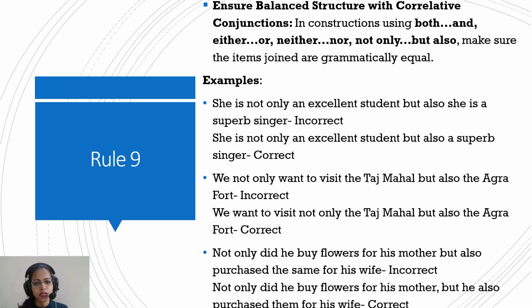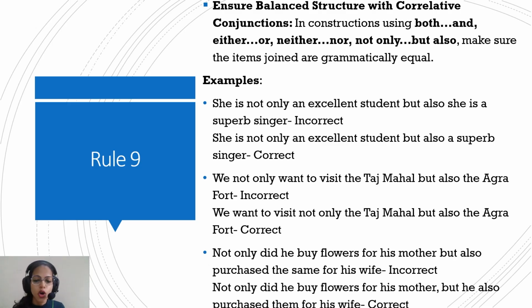She is not only an excellent student, but also she is a superb singer. Now, what is wrong here? She is not only an excellent student, but also a superb singer. What is the difference then? We said "but also she is a superb singer." We do not need to say that, because "she is" is mentioned at the starting itself, and we are just using a conjunction, which is like a bridge, just joining two parts. So we do not need to repeat "she is a."